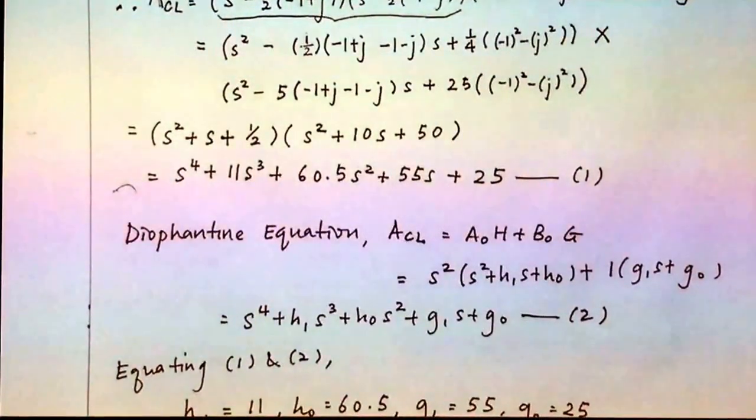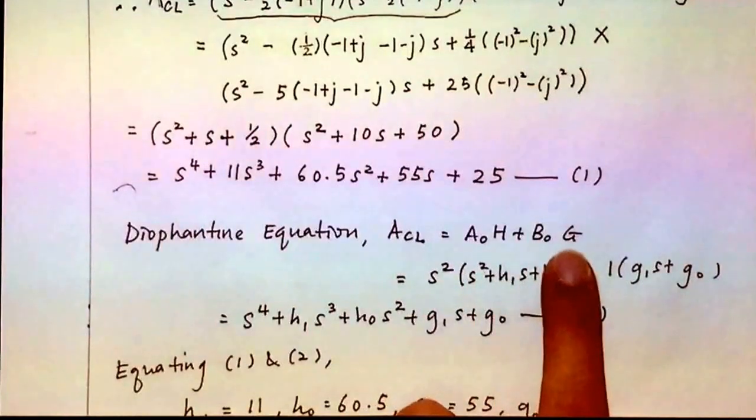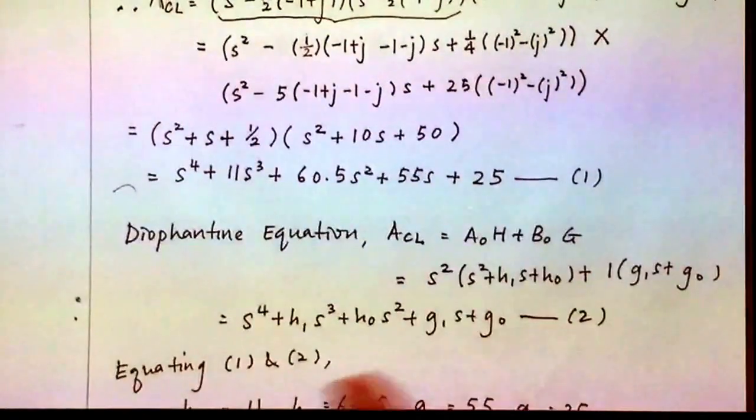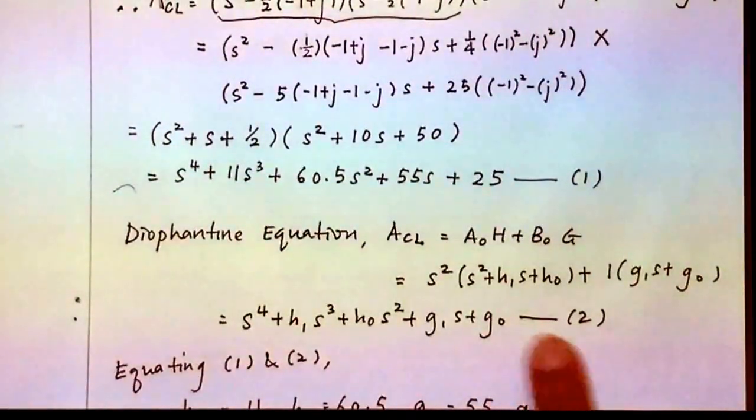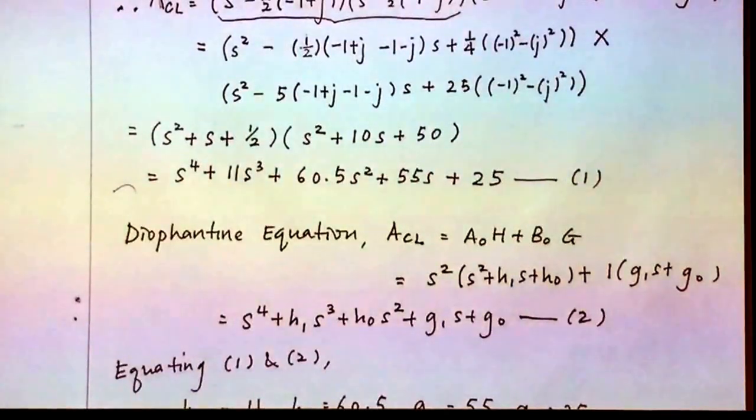Step 2, ACL is A naught H plus B naught G. Okay? So expand that. That's step 2. Step 3, let's compare the coefficients. 3 steps. Alright, of course there are details in between them. Okay? So we'll go through the design for a proper controller, the design for strictly proper controller.